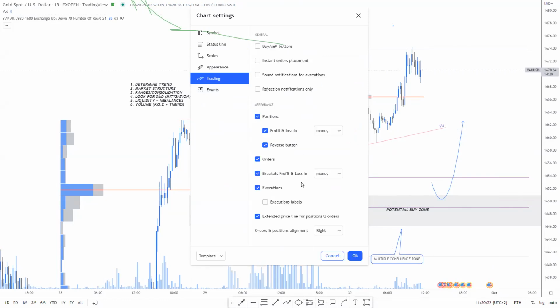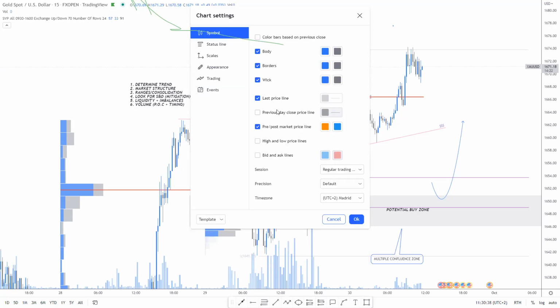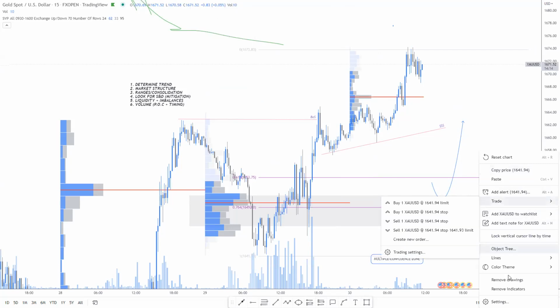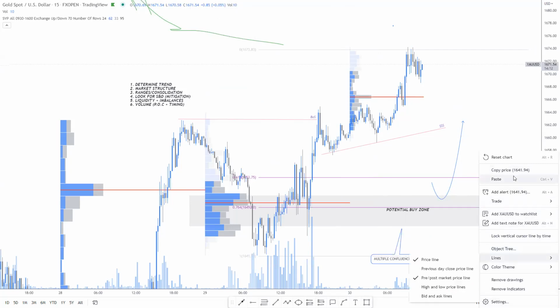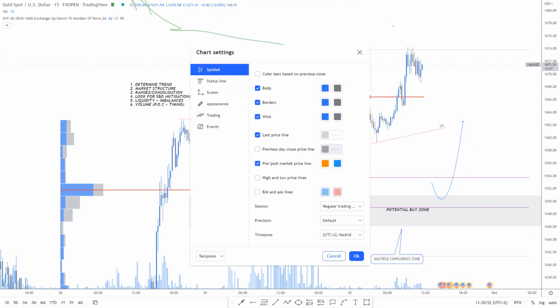Wait, now I can't see it, but it should appear somewhere here. Well, the one on the bottom should appear now. I'm not sure why I'm not seeing it. Hold on. Should be settings, and I'm not sure why I can't see it, but it should be somewhere here.